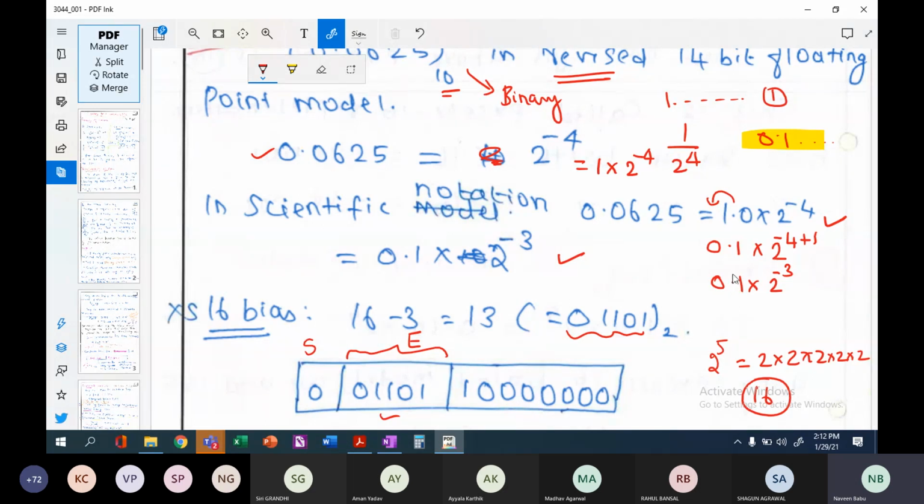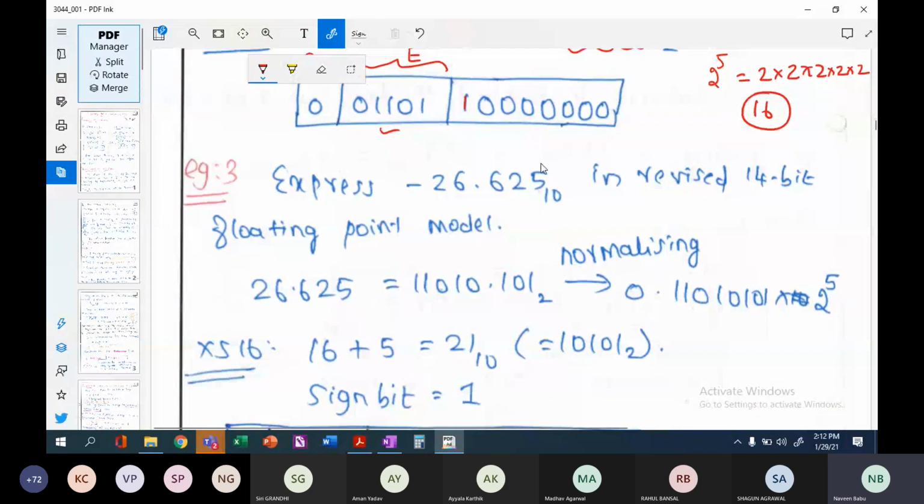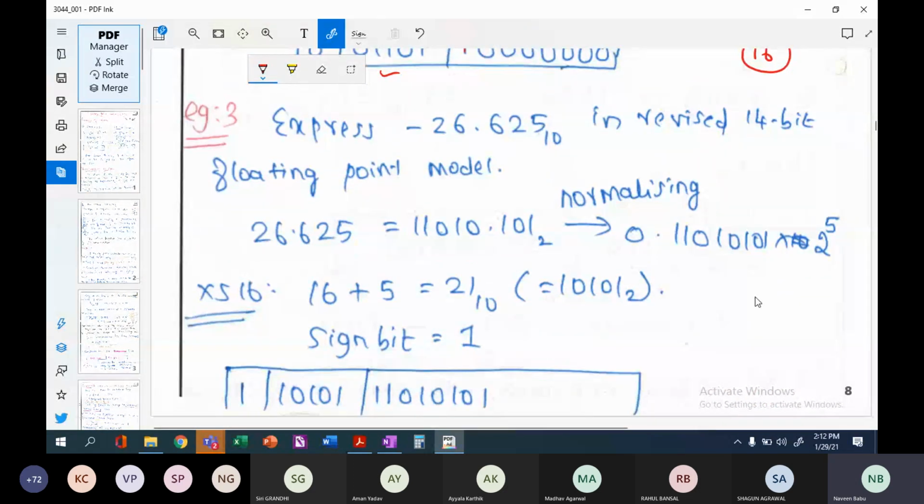Mantissa, what is it that you have? You need not bother about the 0 point something. All you need to bother about is the fractional part, the decimal part. So it is 1 and then all the rest are 0. Let's take one more example. Minus 26.625. This is in terms of decimals.